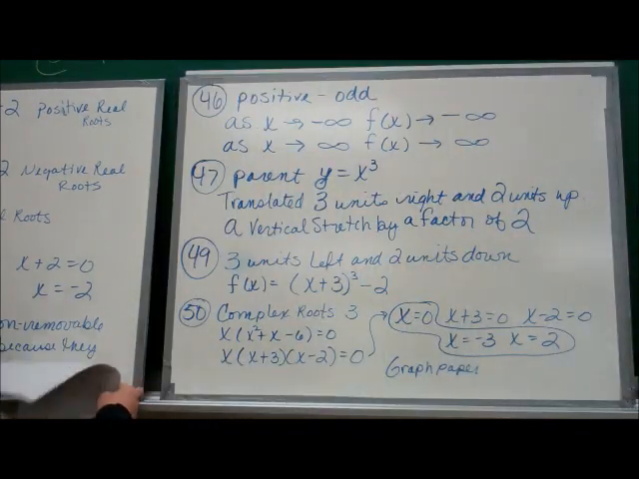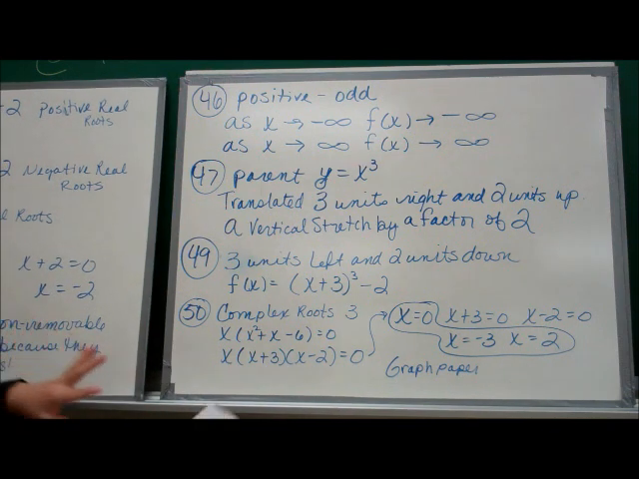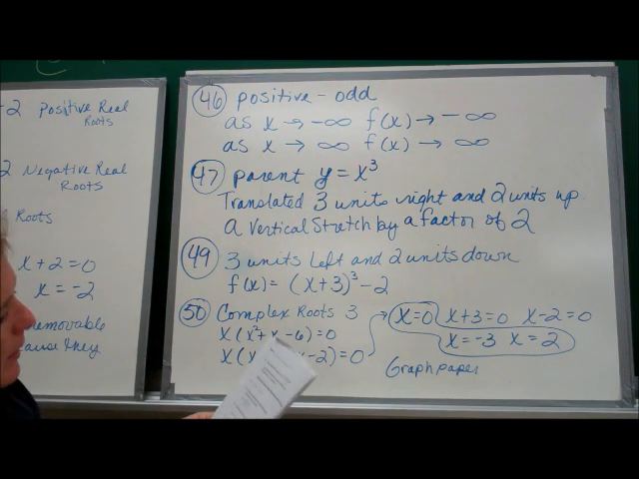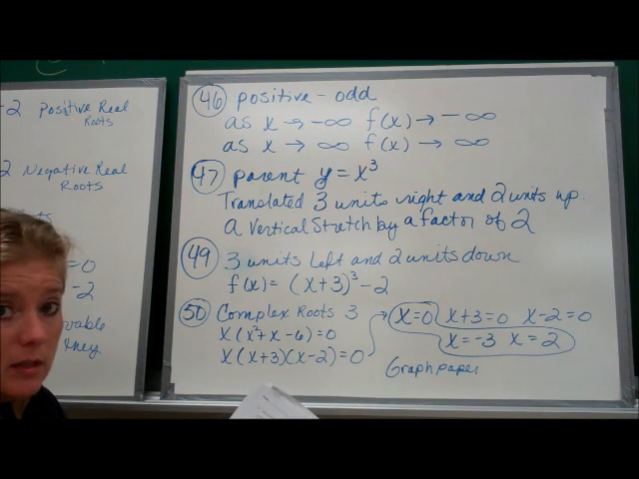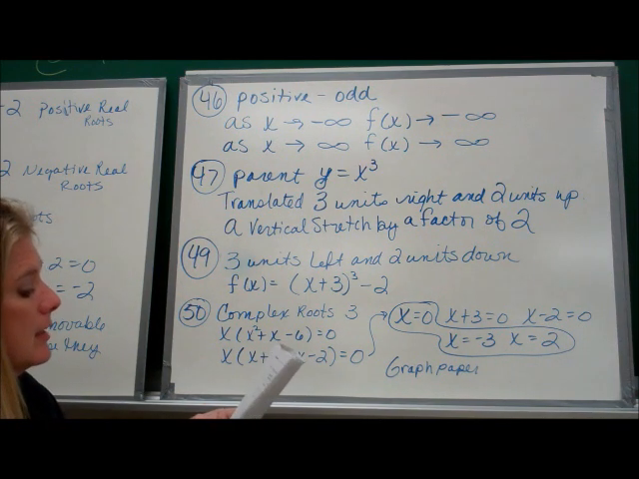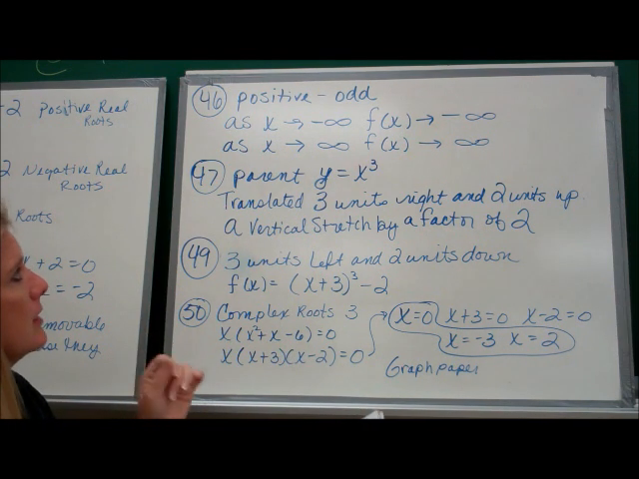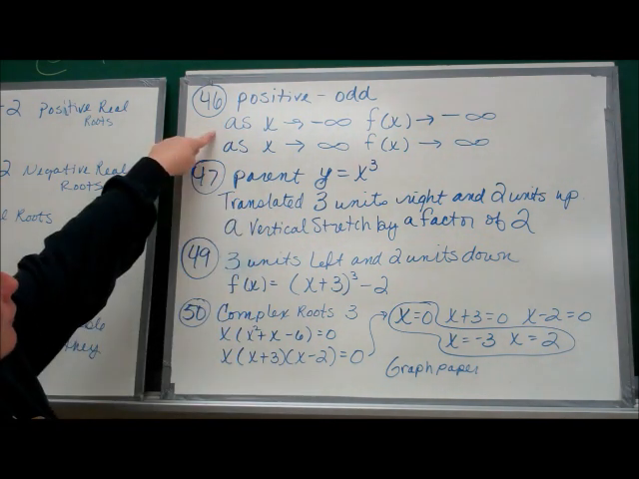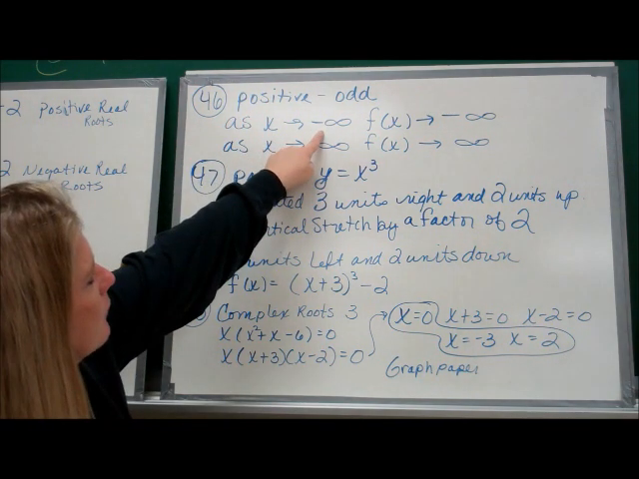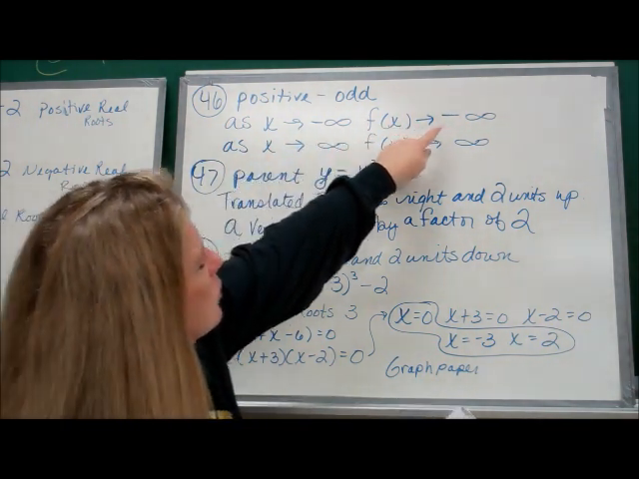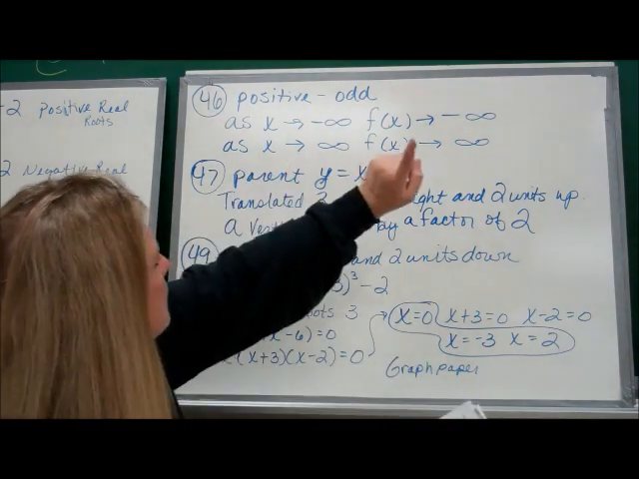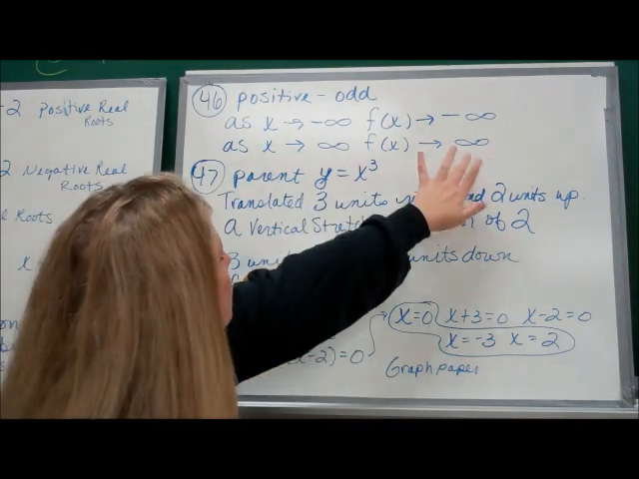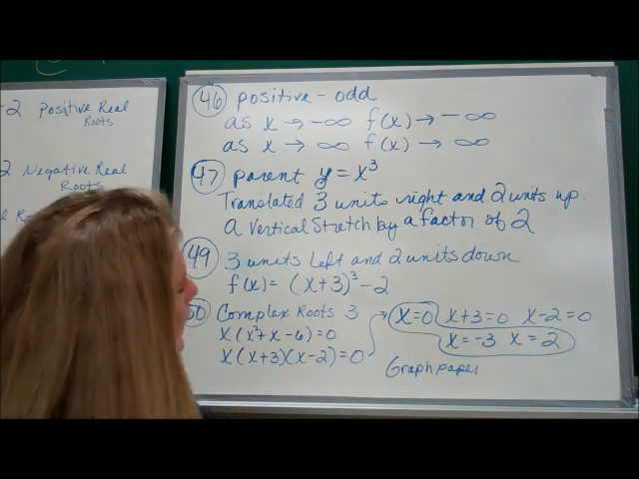46. End behavior. Okay, looking at the problem, it is a positive odd function. X to the 5th is our greatest exponent, so that makes it odd, and leading coefficient is 8, so it's positive. So therefore, as x approaches negative infinity, the function's also going to approach negative infinity, and as x approaches infinity, f of x will also approach infinity.